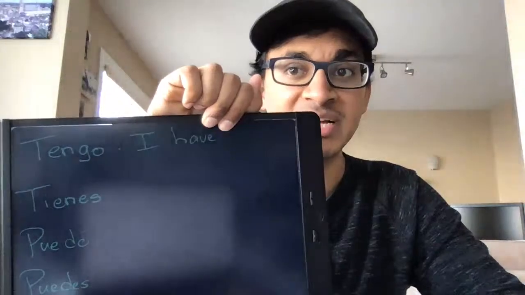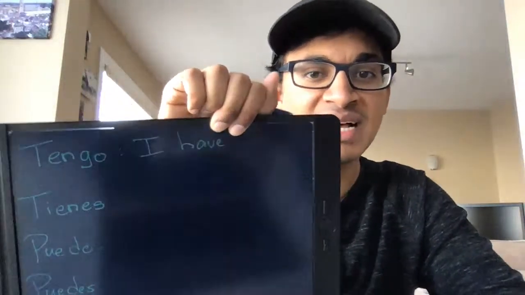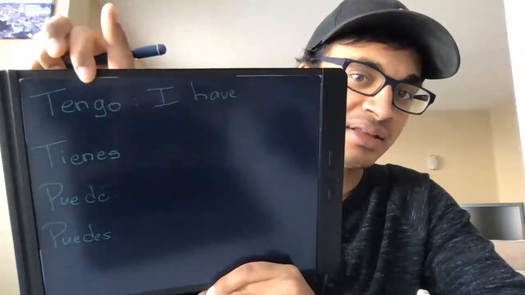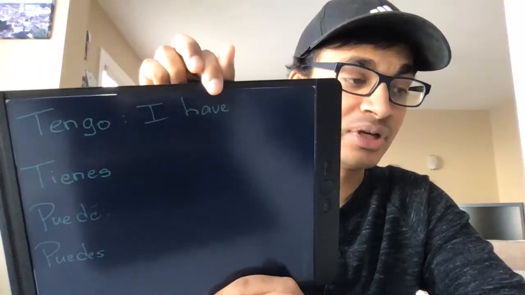Tengo, the first one on this blackboard here. Tengo means I have. Okay. Tengo, I have. So tengo un lapicero. I have a pen. Tengo agua. I have water. Tengo un celular. I have a phone. You can see my reflection on the phone. That's funny. Tengo whatever. Una computadora. I have a computer. Tengo whatever. Okay. The next one on the list is tienes.